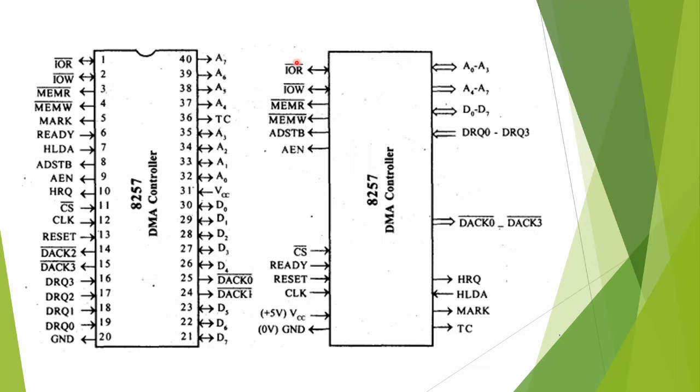Now this is the functional diagram of the DMA controller. Input output read, input output write, memory read, memory write, address strobe, address enable, chip select, ready. These are all the control pins. Thereafter reset, clock, VCC, ground, and terminal count, mark, hold acknowledge, hold request, DMA acknowledge, and this is all what is functionally shown for the address pins.